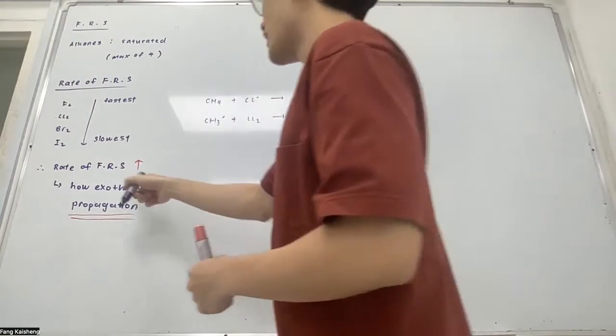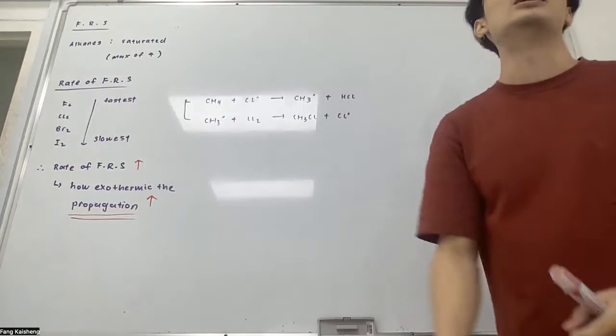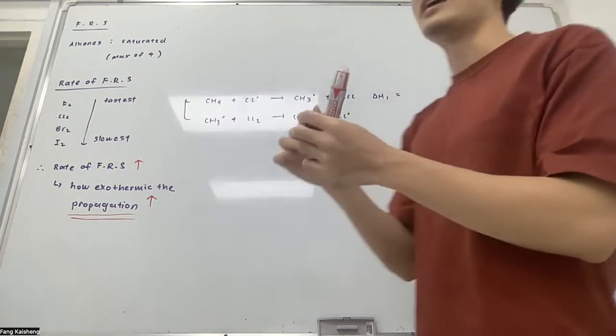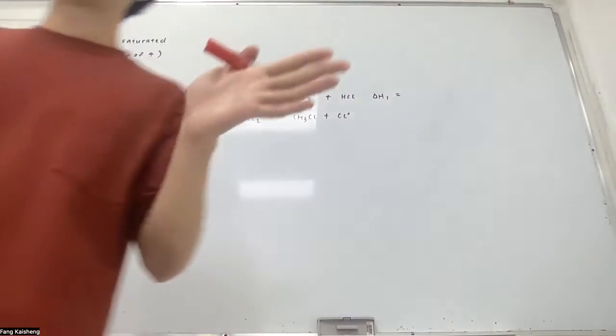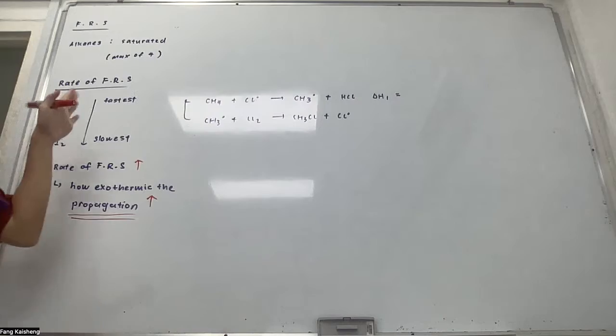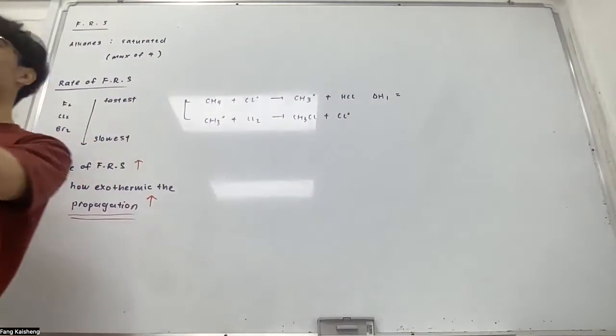So we are looking at the delta H, how exothermic this entire propagation step is. So let me just explain what's in the notes first. How do you find the enthalpy change of this first step? What is enthalpy change in general? What's the formula? Enthalpy change is always bonds broken minus bonds formed.